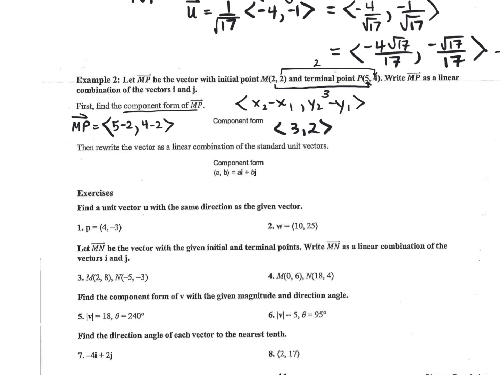Then it says rewrite as a linear combination. Okay. Linear combination simply means take the a and the b and turn it into a sub i plus b sub j. So we're going to take 3, 2, and it is going to become what? 3i plus 2j. Yes. And it has that goofy little hat because it's a vector, isn't it? It's a unit vector.